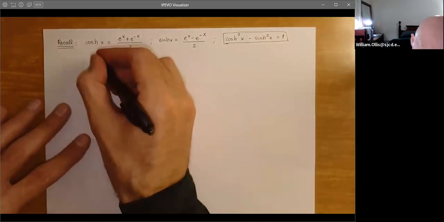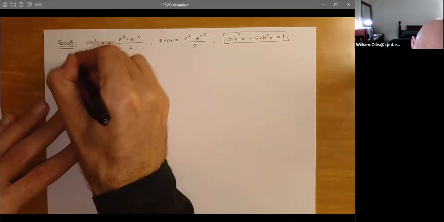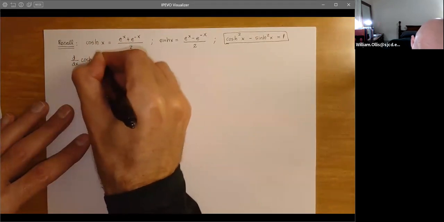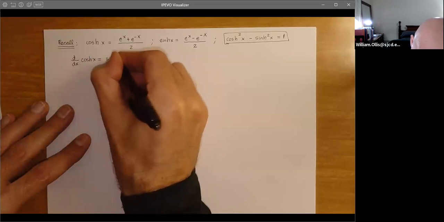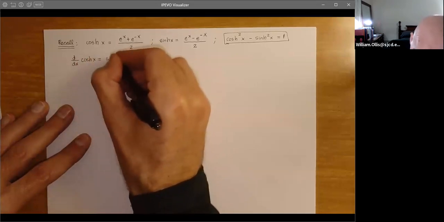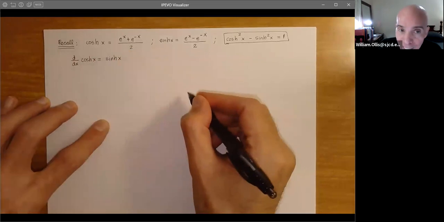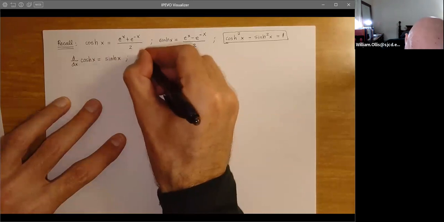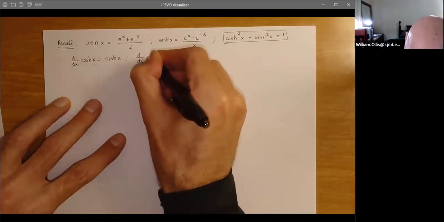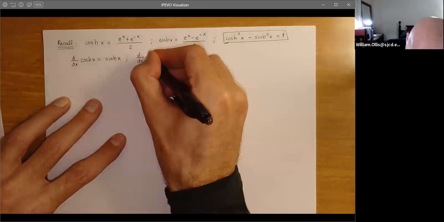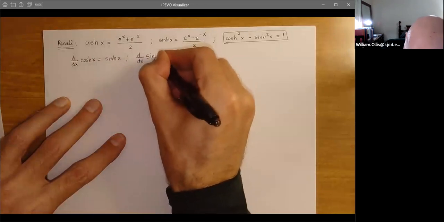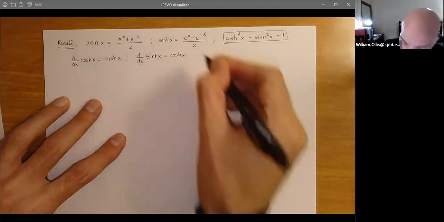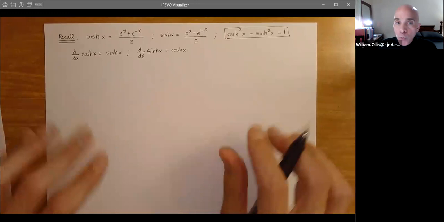And just to remind you here, the derivative of the hyperbolic cosine is the hyperbolic sine. And of course, these can be extended by the chain rule. You don't get the negative. And then the derivative of the hyperbolic sine is the hyperbolic cosine. So you don't get any negatives floating around. So I just wanted to give you that.